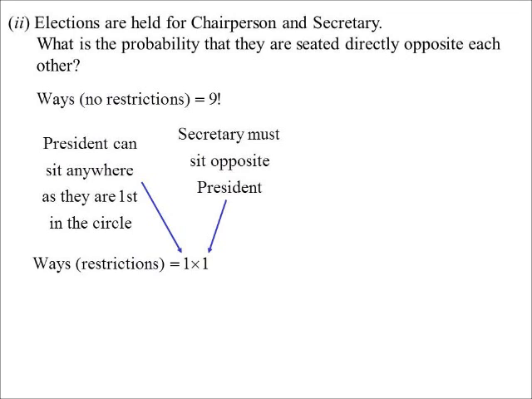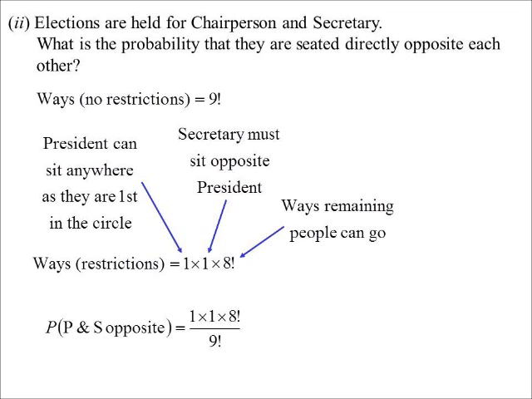Now the secretary wants to go opposite the president. So there's now only one seat they can go in. It's got to be across from wherever the president or chairperson chose to sit. That leaves another 8 people to go. But it's now like a line because the positions are defined, so it's 8 factorial. 1 times 1 times 8 factorial over 9 factorial, which all simplifies down to 1 in 9.